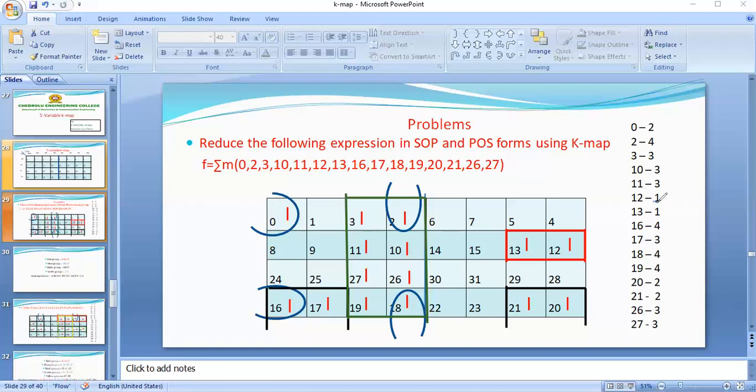So first I am considering 12. Where is 12? Here is 12. With this 12, can we group four cells? No, because only these two are adjacent. We have no other cells. So only 12 and 13 are grouped, which means 12 and 13 form a pair. Since 12 and 13 are involved in a group, you have to put a right mark here.